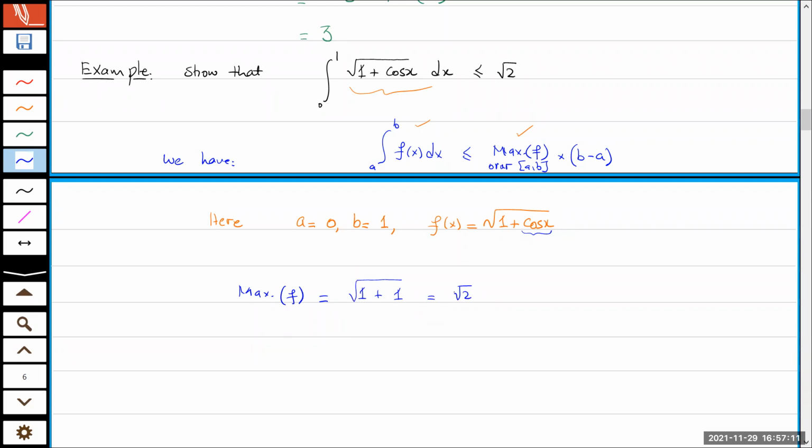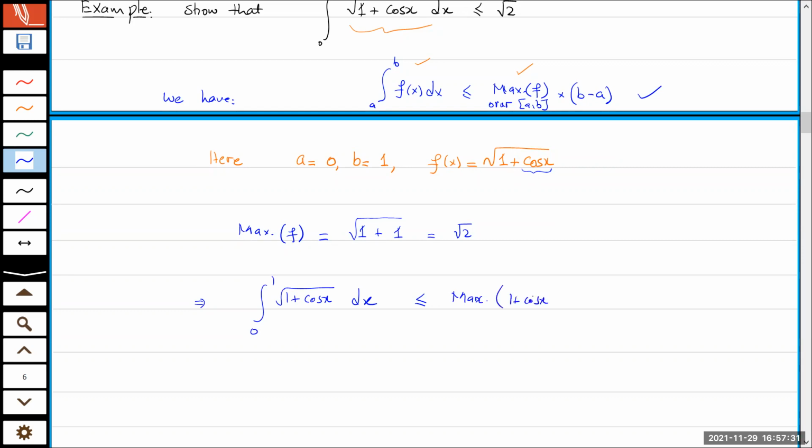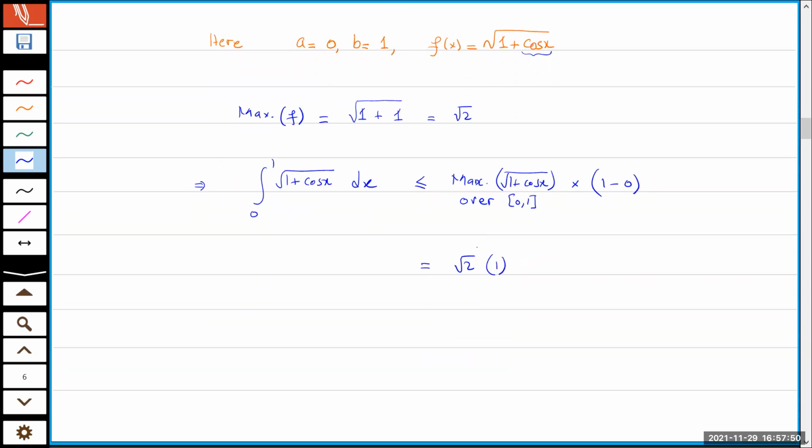Now, using our inequality from here, I can write the integral from 0 to 1 of root of 1 plus cos x dx would be less than or equal to the max of root of 1 plus cos x over the interval 0 to 1 multiplied by the length of the interval, 1 minus 0, which gives us root 2 multiplied by 1. Or finally we can write the integral from 0 to 1 of root of 1 plus cos x dx is less than or equal to root 2. And that's exactly what we wanted to show.